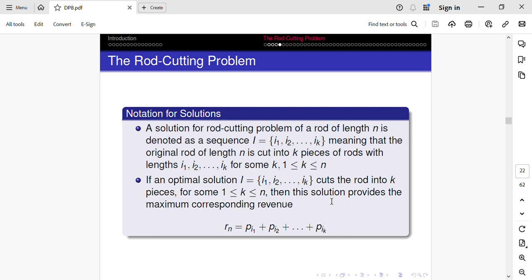We use a notation for a solution. A solution for the rod cutting problem of a rod of length n is denoted as a sequence i1, i2, up to ik, where k is a value from 1 to n, and that means we cut the rod of length n into k pieces of sizes i1 up to ik. In this case, the corresponding revenue is the sum of the prices p(i1) plus p(i2) up to p(ik), which is the revenue possible.